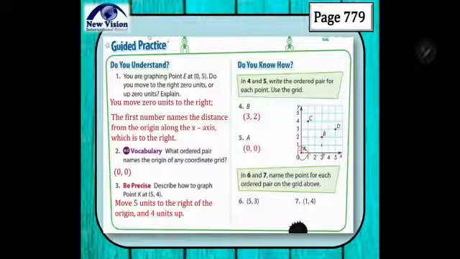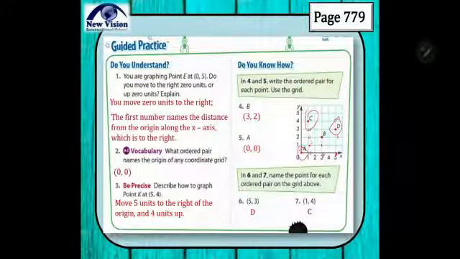In 6 and 7, name the point for each ordered pair on the grid above. So 5, 3. So here we have 1, 2, 3, 4, 5, then 1, 2, 3. And that's point D. Next, for number 7, we have 1, 4. 1, then 1, 2, 3, 4. So that's point C. All right.